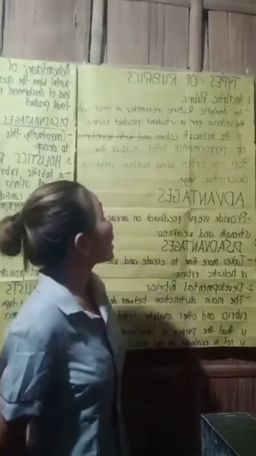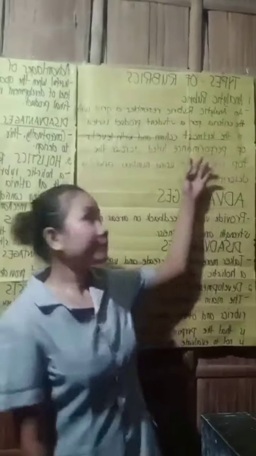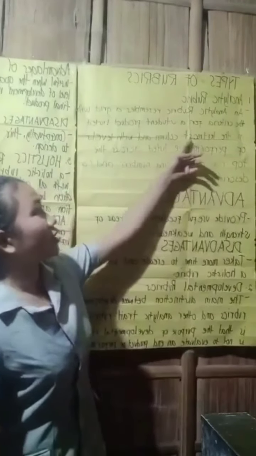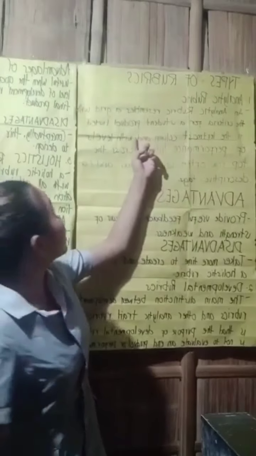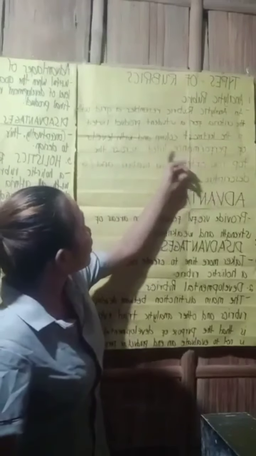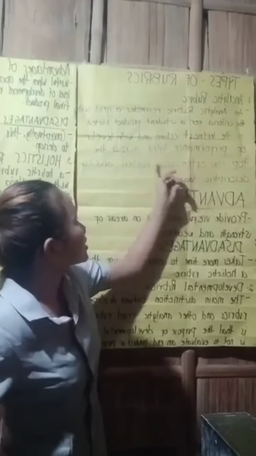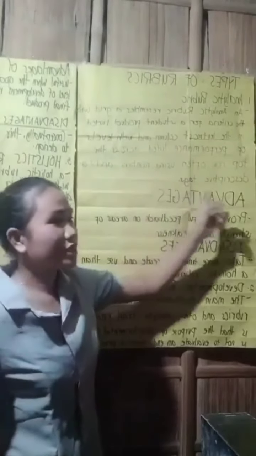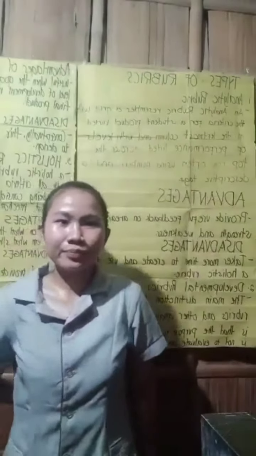My topic is about types of rubrics. There are 4 types of rubrics. First, analytical rubric. An analytical rubric resembles a grid with the criteria for a student product listed in the leftmost column and with the levels of performance listed across the top row, often using numbers and or descriptive tags.